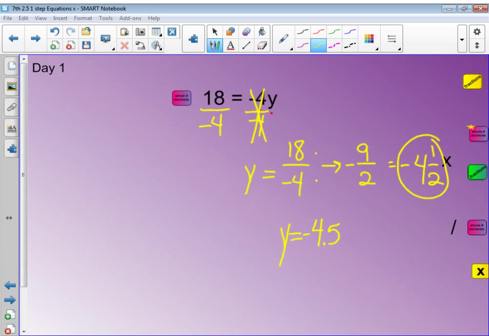So it depends on what the expectation is for the answer. For now, I'd like you to work on practicing changing to a mixed number. If you're not asked to give a certain answer, then you can decide which one you would prefer to do.